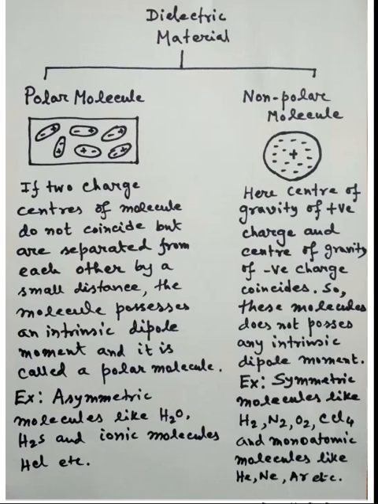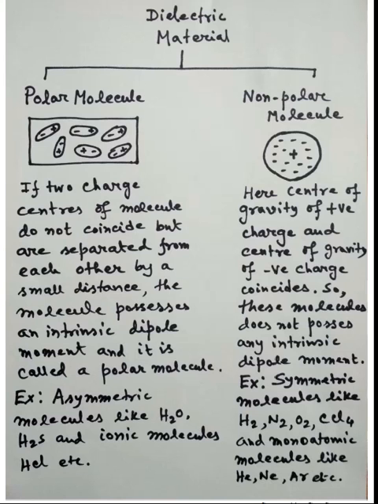Now, why is the name dielectric material? It is due to the application of the material. The dielectric material is used to store charge in a capacitor. So, that's why this is called dielectric material. Now, there are two types of dielectric material. The molecules of a dielectric can be classified as polar and nonpolar molecules.